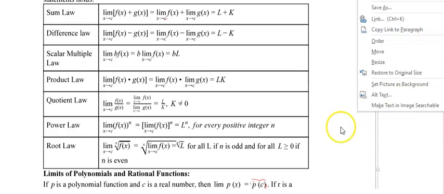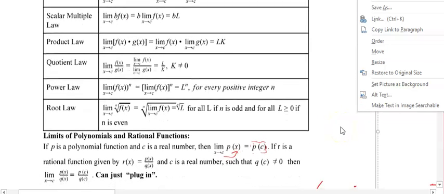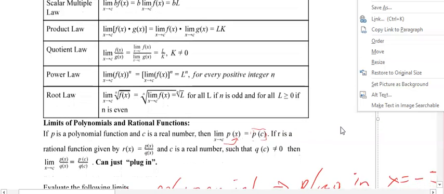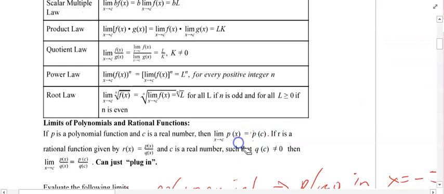Let us start talking about how to evaluate limits. Think about limits of polynomial and rational functions. If a function is a polynomial function, then the limit as x approaches c of the polynomial function is just equal to plugging in c into that function. That's just p of c. P of x is a polynomial function.